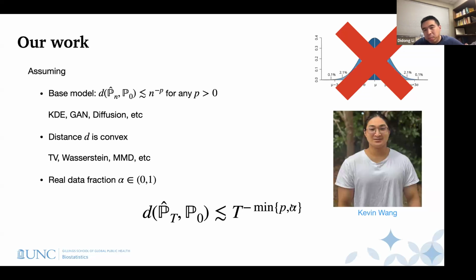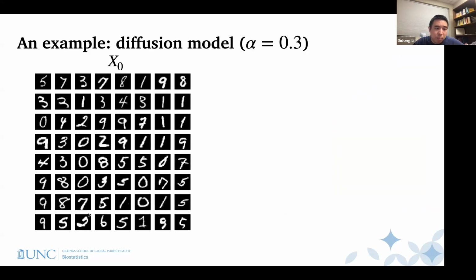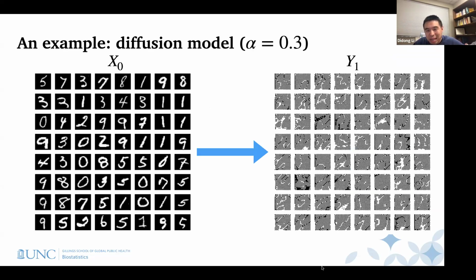We have some simulation, but due to the time limit, I'll skip it. But instead, let me show you an interesting example, which is a real one we can visualize. We consider the base model to be a diffusion model where the rate is arguably close to a half. And we consider a case where we have only 30% of the real data. And we will show that the model still works. So here is our training data, some MNIST images.